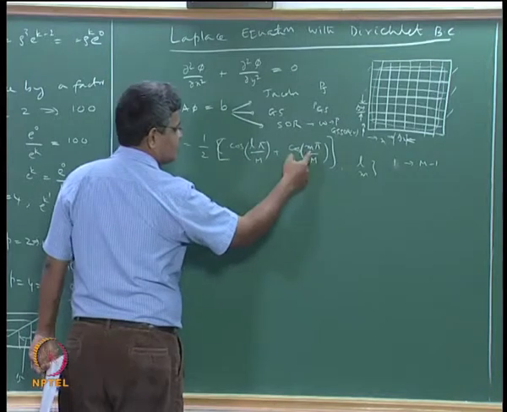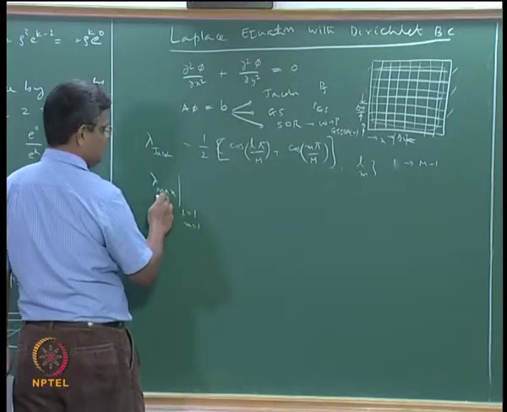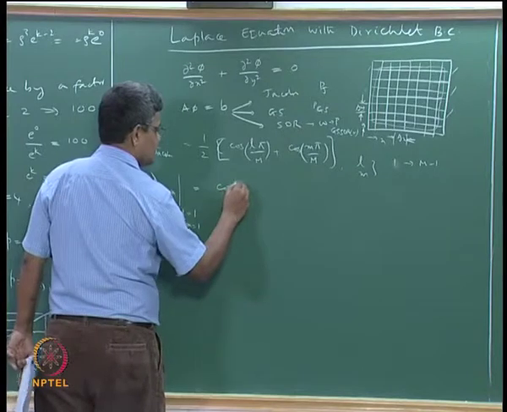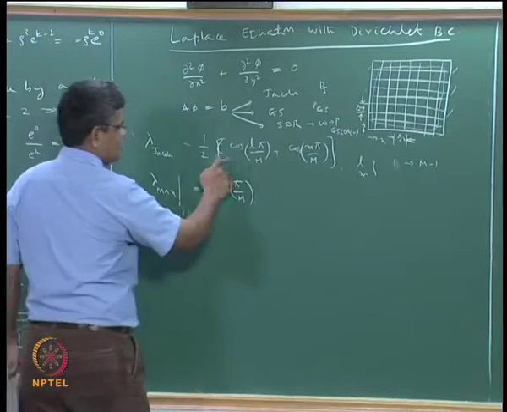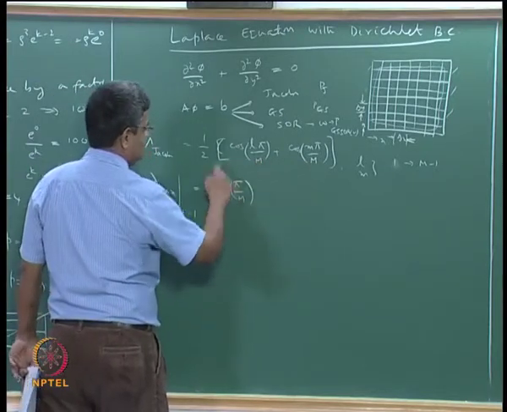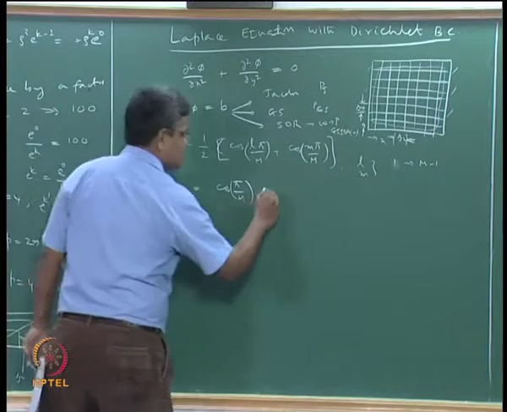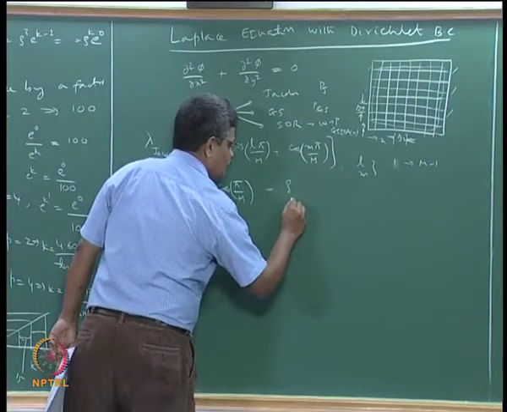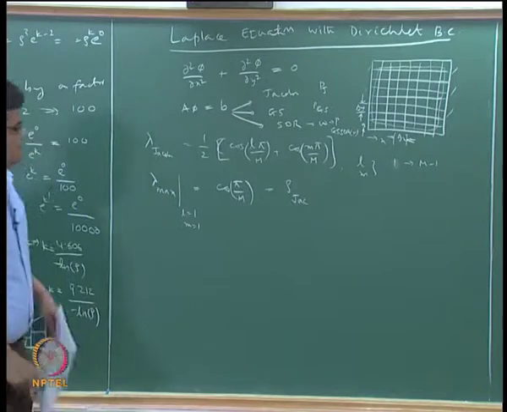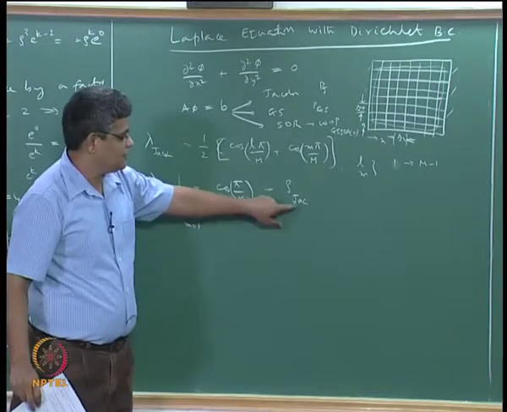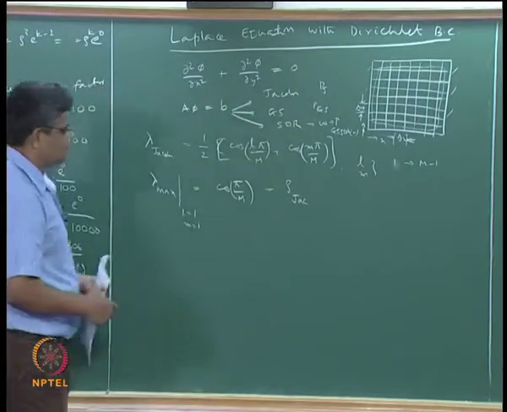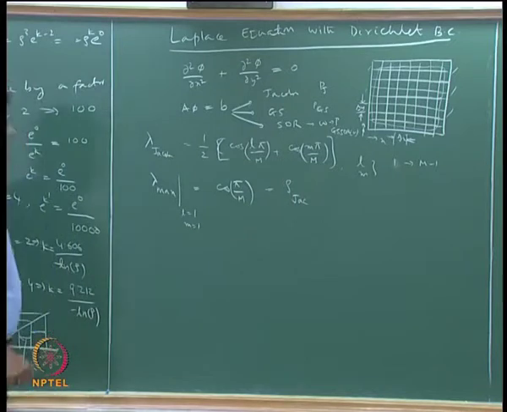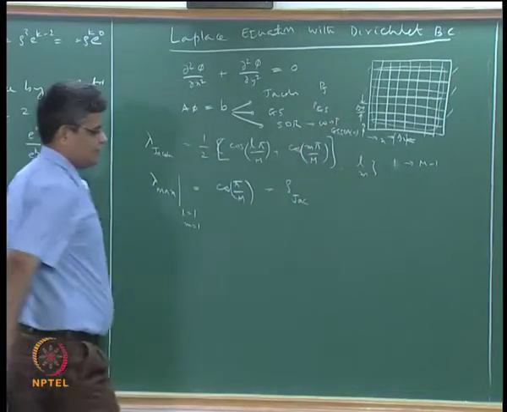So the lowest value of L and m will give you the maximum value of this. When L is equal to m equal to 1, then we get the maximum value, and that is equal to cosine(pi by M). So this is 1 plus 1 over 2, so this cancels out with this. So this is the spectral radius of the iteration matrix obtained by applying the Jacobi method to the Laplace equation with uniform spacing, and here M is the number of divisions in the x direction and y direction.